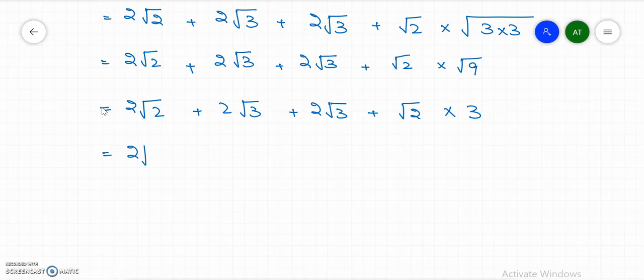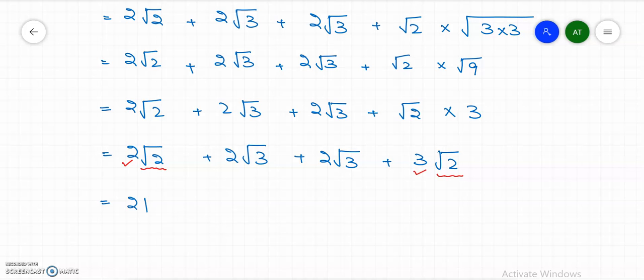Let me write the complete expression in the simplest form. So 2 square root of 2 plus 2 square root of 3 plus 2 square root of 3 plus 3 square root of 2, right? Now we need to add the coefficients whose terms inside the radicals are the same. We have a square root of 2 and a square root of 2, and the coefficients are 2 and 3. So we can add the coefficients: 2 square root of 2 plus 3 square root of 2.